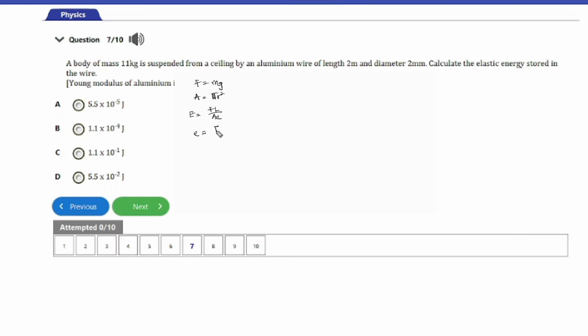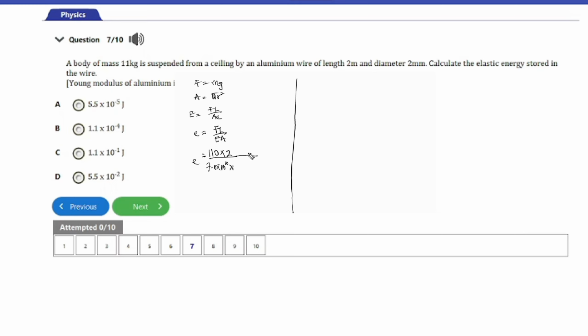So e is going to be FL over EA. The F, which is the force here, is 110 newtons, which is 11 times 10 meter per second squared. So that's 110. Then times the length, which is 2 meters. So 110 times 2, and this will be all over the E, which is the Young modulus here, 7.0 times 10 to the power of 10, and then times the area, which is pi r squared.